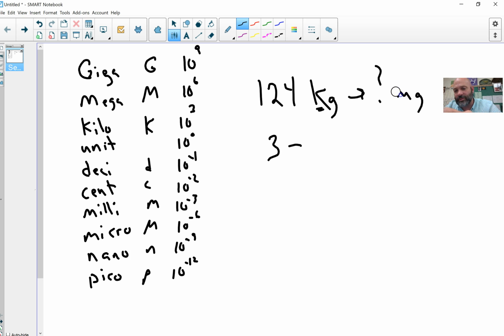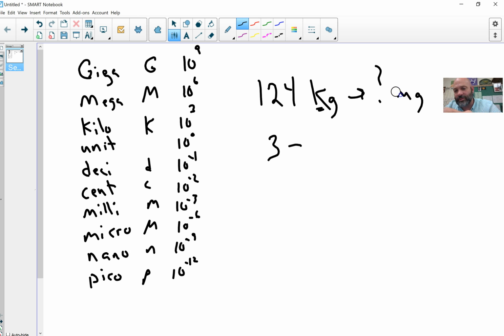Hopefully that helps a little bit. So milli, I find on my chart, and is -3. So 3 minus -3. Well, what does that equal? Well, subtracting a negative is adding a positive. So 3 plus 3 is 6. Great. What does that mean?